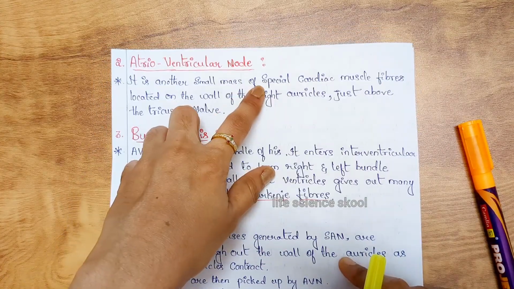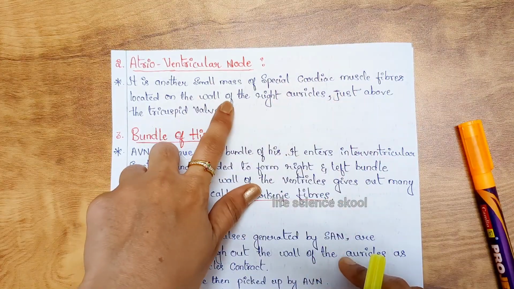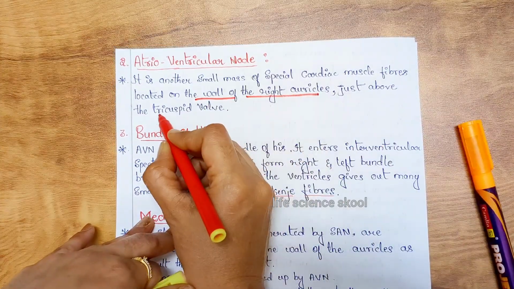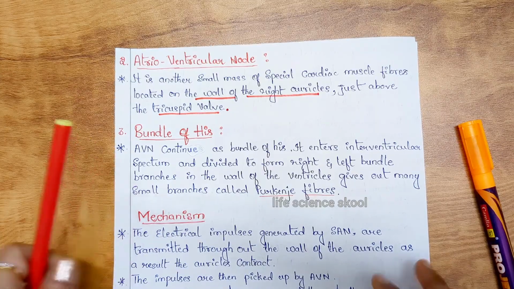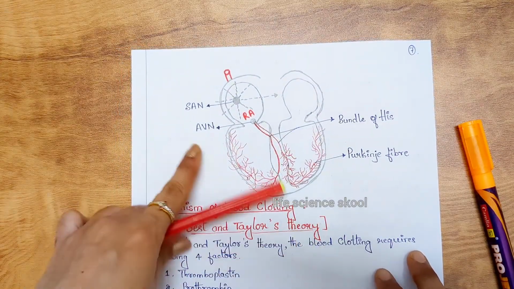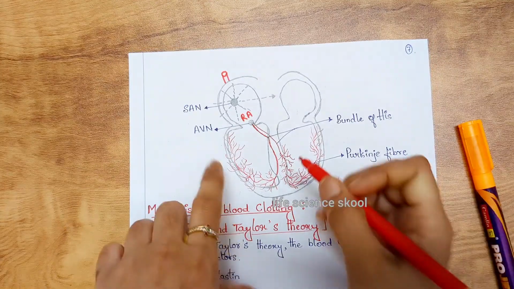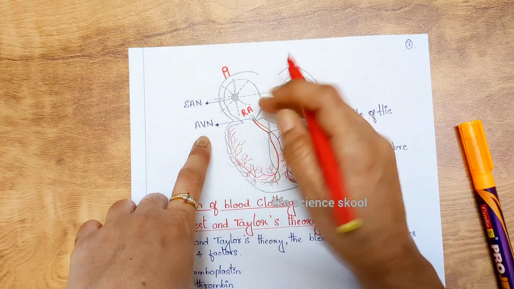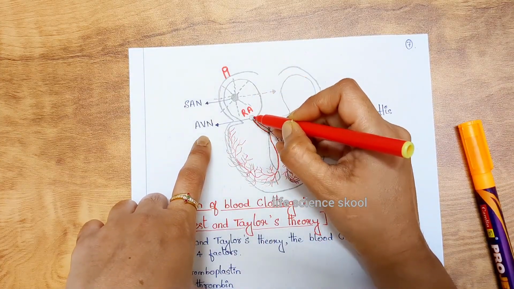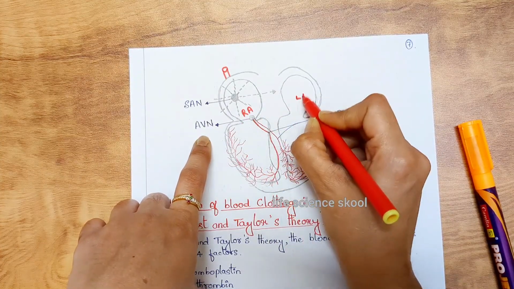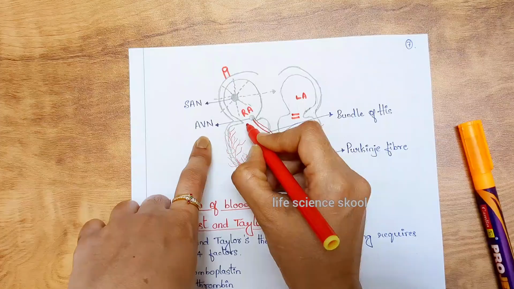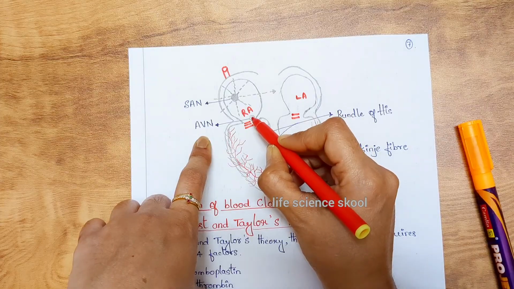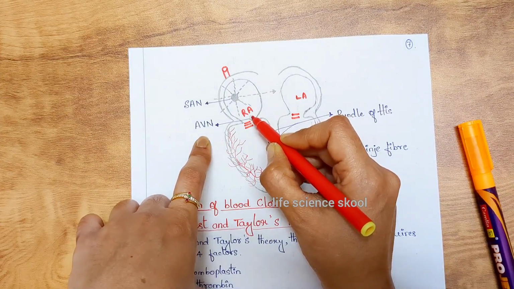It is another small mass of special cardiac muscle fiber located on the wall of the right auricle, just above the tricuspid valve. So the AVN means atrioventricular node. Look at the diagram I have drawn here. This is the right auricle. It is located on the wall of the right auricle, just above the tricuspid valve. We know that the left auricle has a bicuspid valve, and the right auricle has a tricuspid valve. Tri means 3 valves. So it is present just above the tricuspid valve. That is called the AVN.